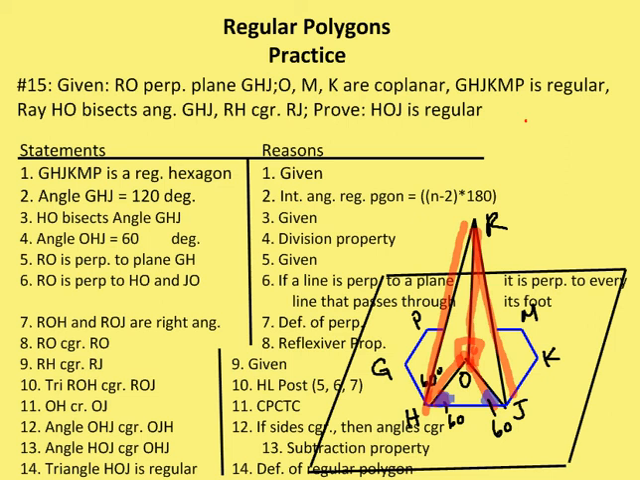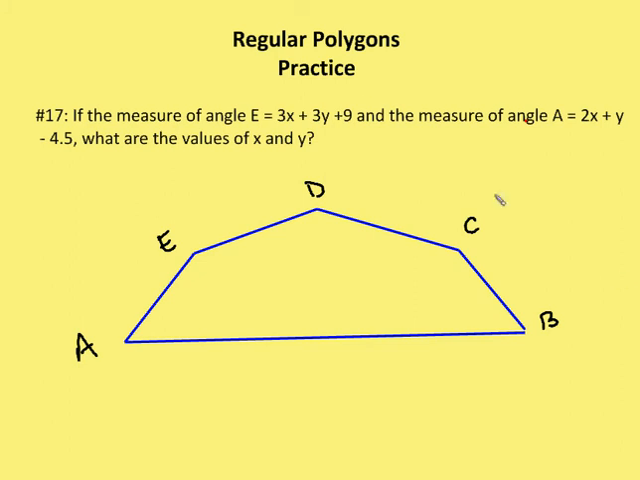These are somewhat lengthier problems. This one's a little bit shorter. Okay, so I have, if the measure of angle E is 3x plus y plus 9, and the measure of angle A is 2x plus y minus 4.5, what are the values of x and y?